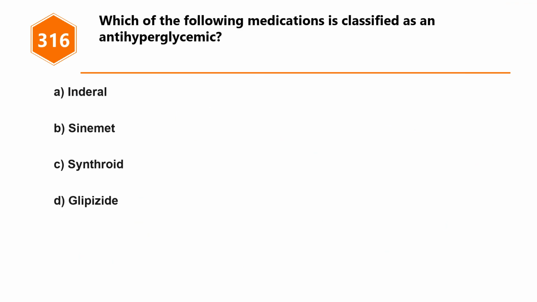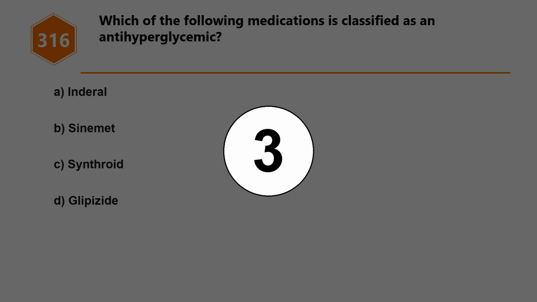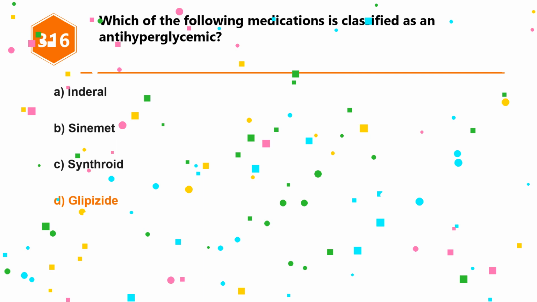Question 316. Which of the following medications is classified as an antihyperglycemic? Option A, Inderal. Option B, Sinemet. Option C, Synthroid. Option D, glipizide. The correct answer is option D, glipizide.